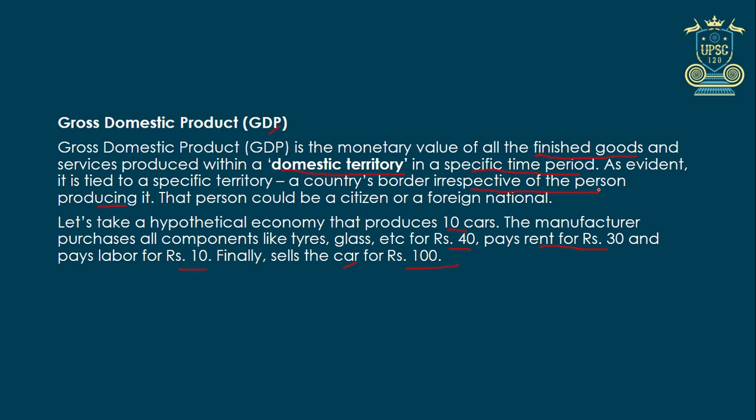So finished goods, that is what is meant by finished goods. Then domestic territory I explained, then again irrespective of any person, that also I have explained. So these are the three things which you need to concentrate on when you hear the word GDP. These things should come to your mind, and in fact UPSC asks questions to test whether you know that GDP means within domestic territory, GDP means finished goods only, like that. It is in that way UPSC tests your knowledge in prelims.